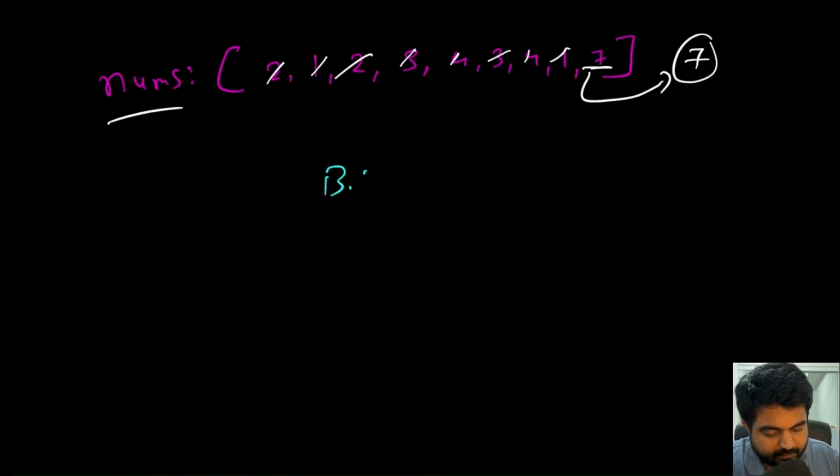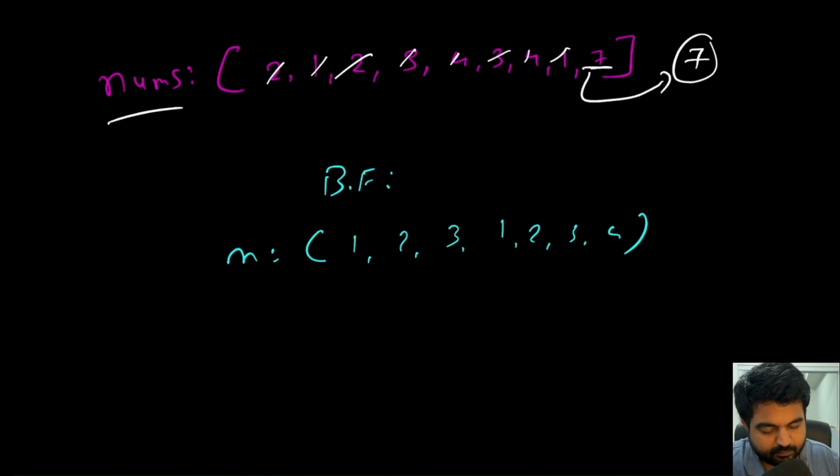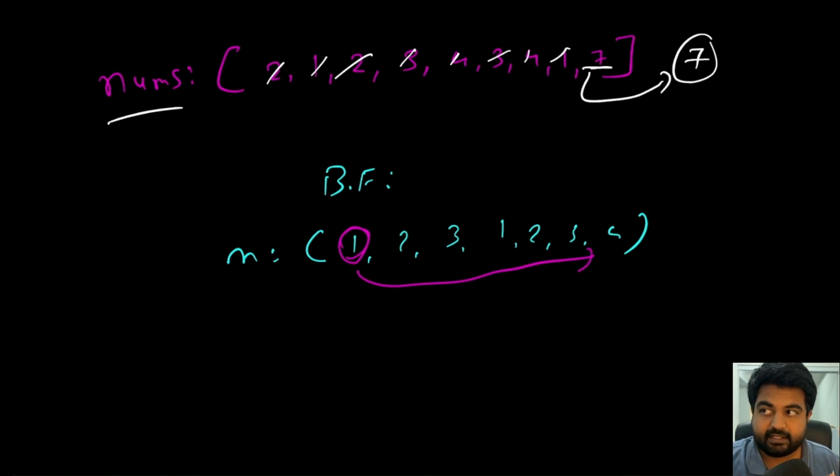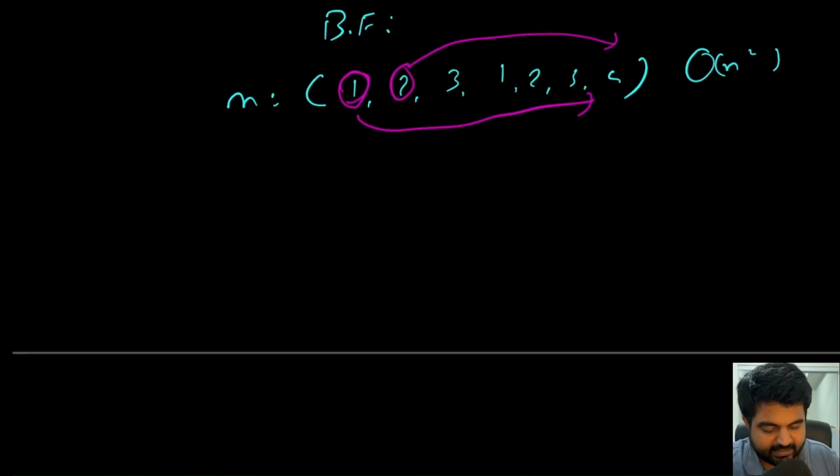The brute force approach is going to be quite straightforward. We first take a look at a number and then iterate over the entire array to find whether another copy of this number exists or not, and we keep repeating the same process over and over. So basically this is an inefficient approach, and this would yield big O of n square time complexity in the worst case scenario.